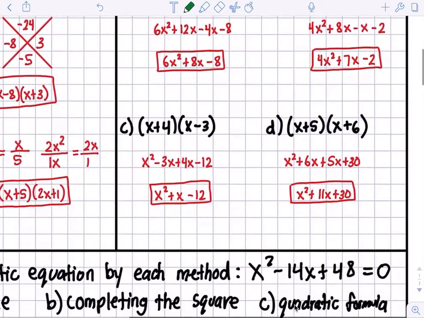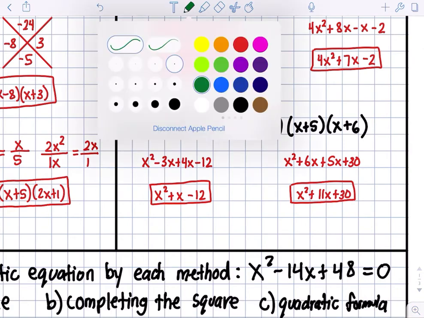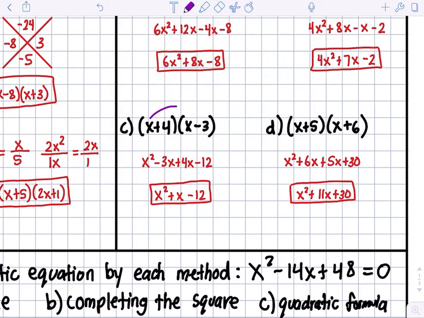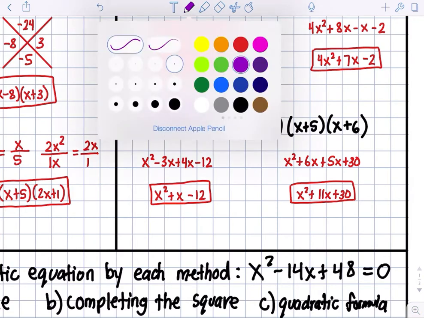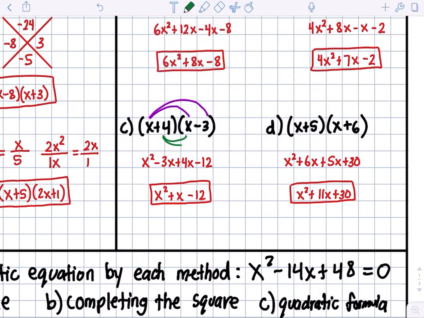Part C. So distribute x to both of these, and then distribute the 4 to both of these. So x times x is x squared. X times negative 3 is negative 3x. 4 times x is 4x. And 4 times negative 3 is negative 12. Combine these two like terms, so negative 3x plus 4x is just going to be x, and then drop the other two. X squared plus x minus 12.